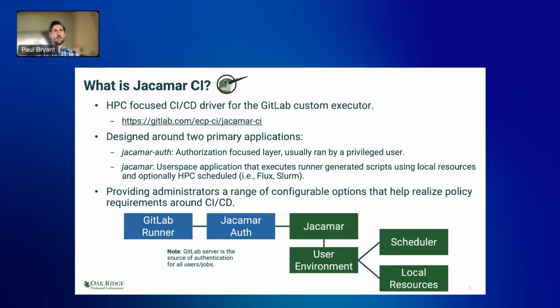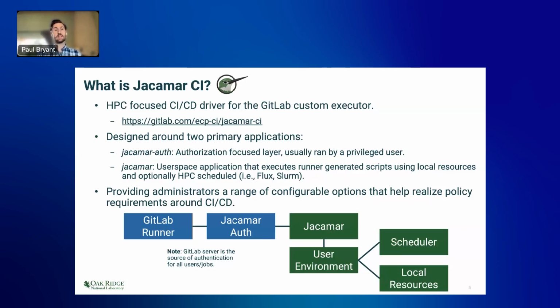So that is why Jacamar is split into these two separate applications: Jacamar Auth, which is that authorization-focused layer, and Jacamar, which is the user-scoped layer. Jacamar Auth is enforcing who you are, what permissions you have on the machine, are you allowed to run on the machine, who you should run as, if you should run as yourself, or maybe a service or bot type account. And then Jacamar, being that user scope, finally gathers all that context, the job script, all the environment variables, loads your local environment and actually runs the job.